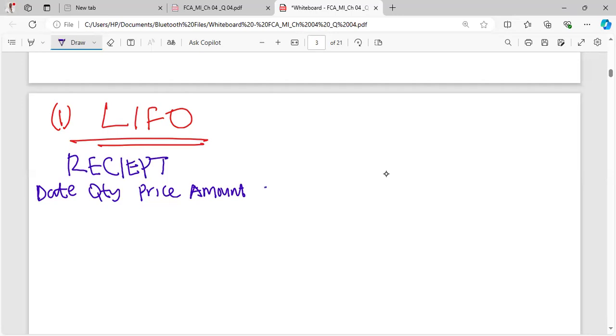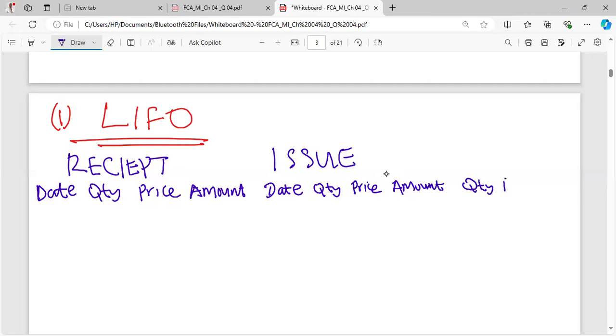Then we have another date here. Quantity, price, and I have amount. This is issue. Then we have quantity, price, and amount. This should be balanced.